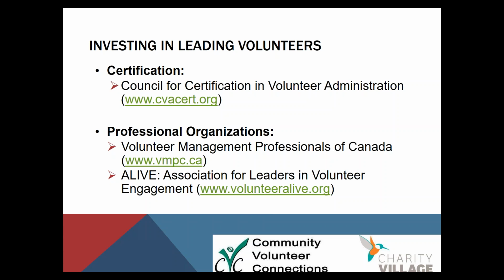There's a certification in volunteer administration that's available. In Canada, there is the Volunteer Management Professionals of Canada, which is the professional organization for leaders of volunteers. In BC, it's AVR BC, which is the Administrators of Volunteer Resources BC, and there are similar ones in each province. And in the States, it's ALIVE, the Association for Leaders in Volunteer Engagement. These groups have been championing the idea that coordinators of volunteers are highly skilled professionals who bring a lot of different skills to the table to lead and manage and inspire hundreds and thousands of volunteers for your organizations.